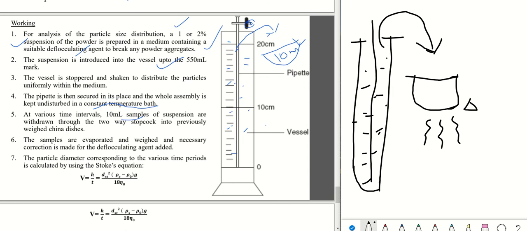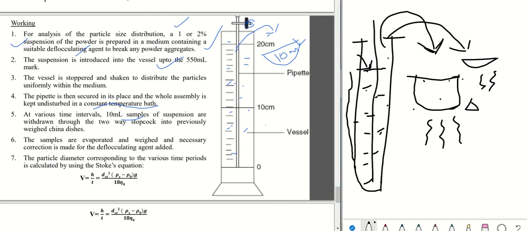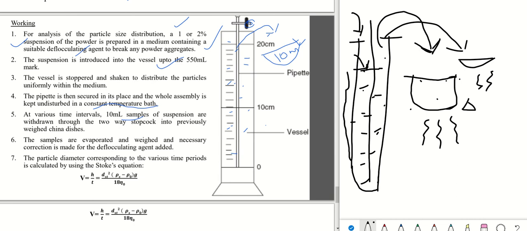Now, as soon as you take out the 10 ml sample, make sure that the suspension level is maintained by adding deflocculating agent inside. So at regular intervals, you repeat the same thing, like take out the 10 ml in a china dish and heat it. Whenever we take out the samples, we need to refill with the deflocculating agent, just to make sure that there is no change in the concentration of deflocculating agent.